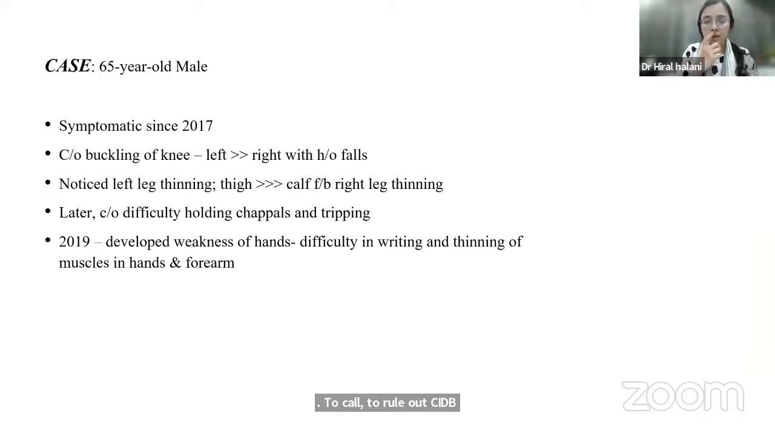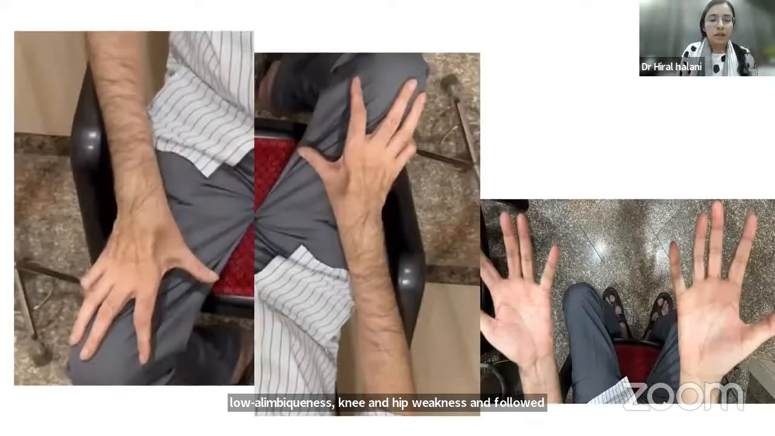Now we'll understand this with one case example. There was a 65-year-old male who had been symptomatic for the past 4 to 5 years. It started with asymmetric proximal lower limb weakness, knee and hip weakness, followed by distal lower limb and distal upper limb weakness.